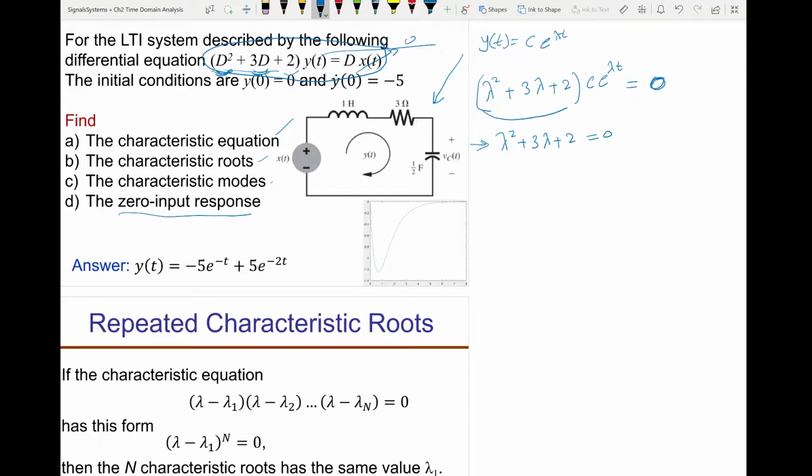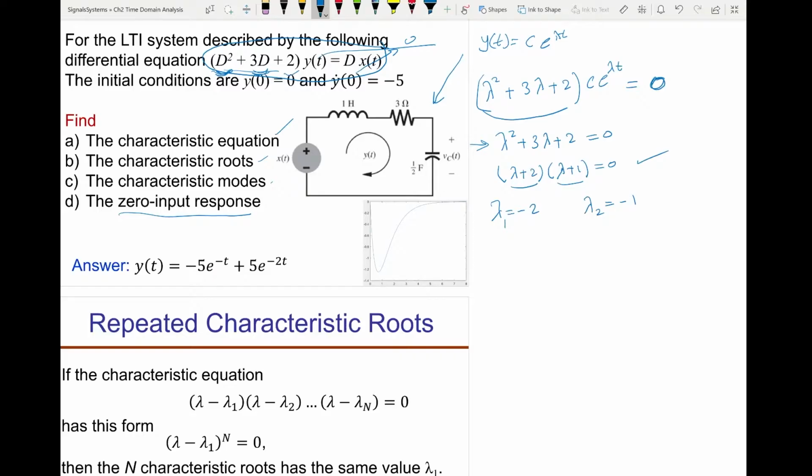Now to find the characteristic roots, I have to factor this. So I can say this is equal to lambda plus 2 times lambda plus 1 equals 0. Now one possible value that makes this equation true is lambda equal to minus 2. Then that will be 0. And let's call this lambda 1. Another possible value is when lambda is minus 1. That will also make this equation 0. So another possible root, lambda 2, equals minus 1.